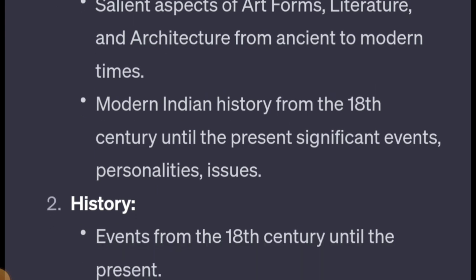And then we come to the second topic, modern Indian history from the 18th century until the present, significant events, personalities, issues. In this, everyone knows which book to refer to, that is Spectrum.